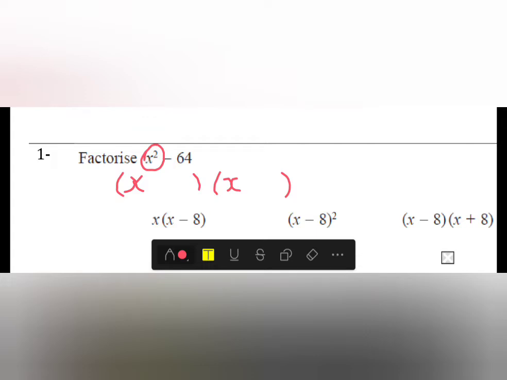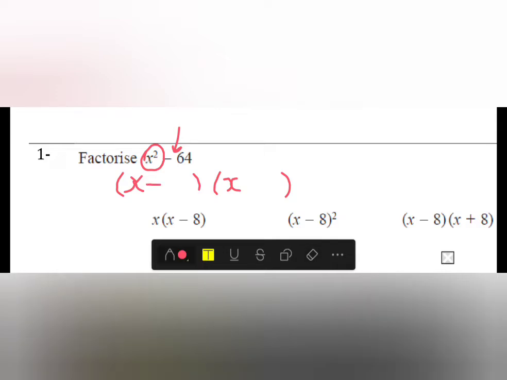And the negative constant here means what? It means it's subtraction. And subtraction means what? Very good. It means different signs. So because we have subtraction, it means different signs. So here we're going to have negative and positive.